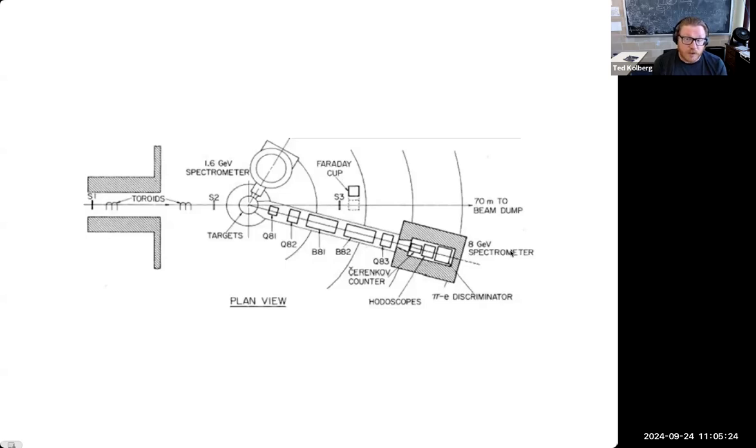There's different ways you could do that. If you were restricted to a single momentum range, you could think about building a Cherenkov particle ID system in here of the type that we described in the last lecture. But this experiment actually uses a slightly different principle. The pi-e discriminator is basically a 3-layer, what we would call now sampling calorimeter, 3 layers of lead interleaved with 3 layers of plastic scintillator.